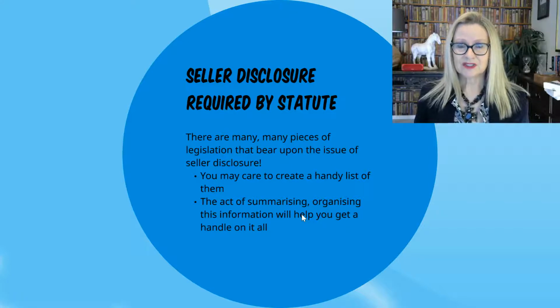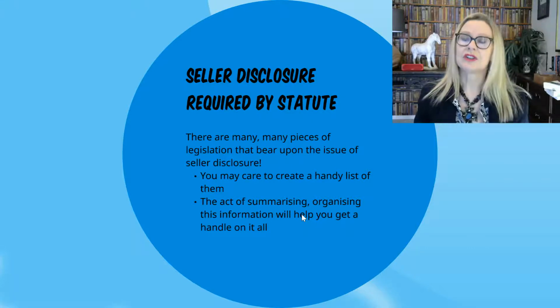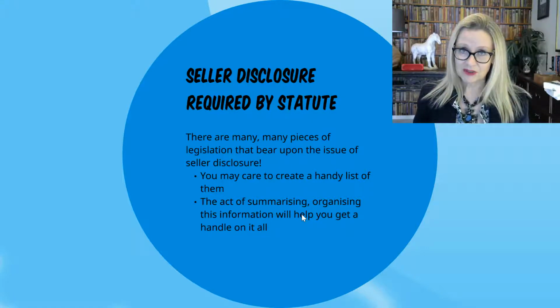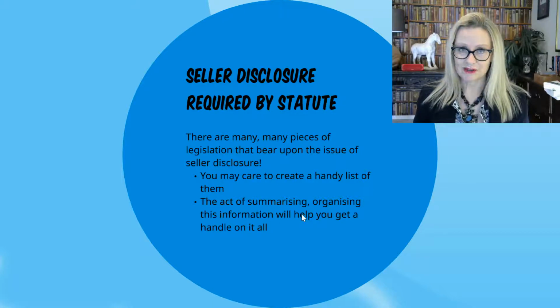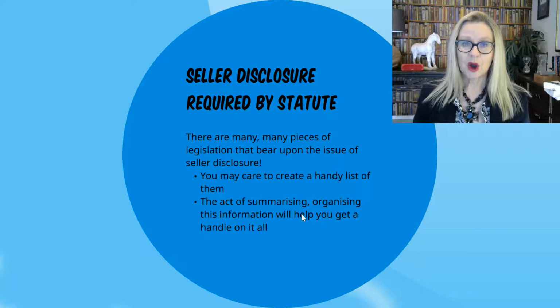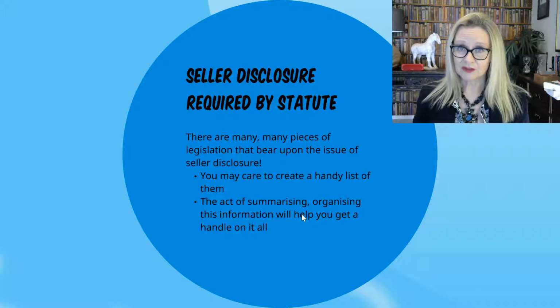But the act here of summarising and getting yourself a nice handy list of the various different pieces of legislation, how they bear upon seller disclosure, what has to be done, and the consequences of failure to comply is a really neat way of providing yourself with a resource that will be useful later in the unit, but also getting a little, it's not rote learning, but it's getting more familiarity with the various different requirements under the different pieces of legislation. So I would really encourage you to go ahead and make yourself a little table. It might seem a bit laborious, but I think you'll find it's well worth the exercise.